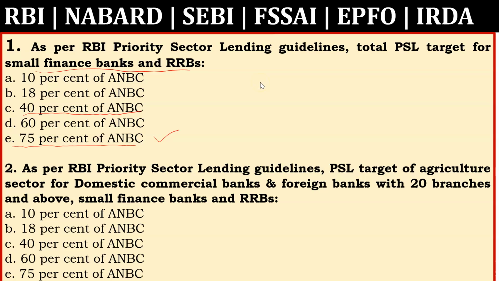The next question: as per RBI priority sector lending guidelines, what is the PSL target for the agriculture sector for domestic commercial banks, foreign banks with 20 branches and above, small finance banks and RRBs? The options are 10%, 18% of ANBC, 40% of ANBC, 60% of ANBC and 75% of ANBC. You have to answer from all these 5 options. You can check yourself if you have studied this topic. 18% is the right answer.